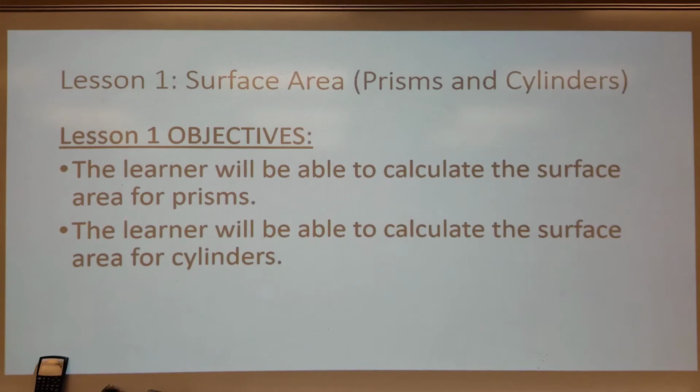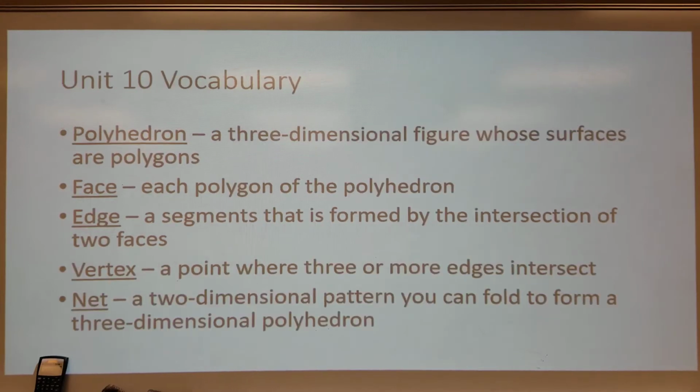Our goal today is for prisms and cylinders, just finding the surface area. We'll get to volume in a couple lessons after we do pyramids and cones, but for now, we're going to focus on prisms and cylinders. Some work you've done before, but we're going to try to streamline our thinking, the algebra, etc. There are some key vocabulary terms that we should be aware of.